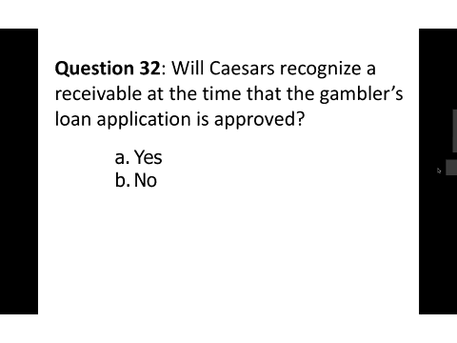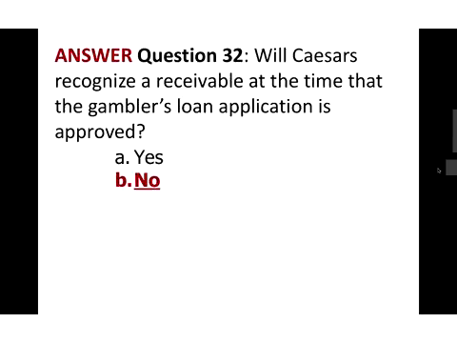So let me ask you, based on this scenario: will Caesars recognize a receivable at the time the gambler's loan application is approved? In our facts, we get approved for a $5,000 loan but haven't taken any cash yet. This is your freebie. The answer is no, because all they've done is approve it. They haven't loaned you any money yet. They've just said you're good for $5,000. So make sure your answer is no. Get your answer in. This is easy.